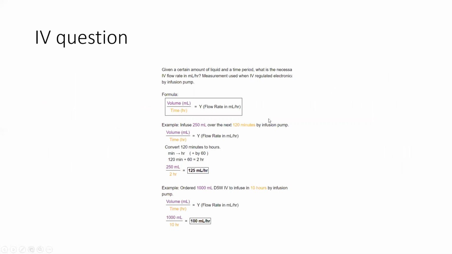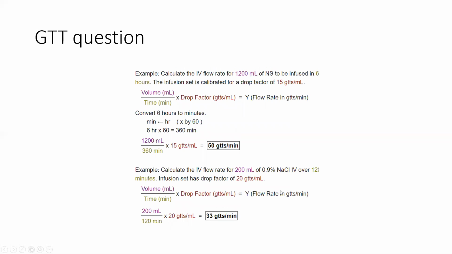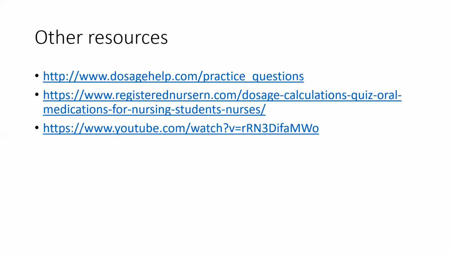So I went online and I found a couple of other sites with some extra questions. This gives you another flow rate question. You can pause the video here and work this one yourself, but it gives you the answer too. And here's another drop factor question. If you want to get some more, I got those two off of dosagehelp.com. There's some practice questions there.